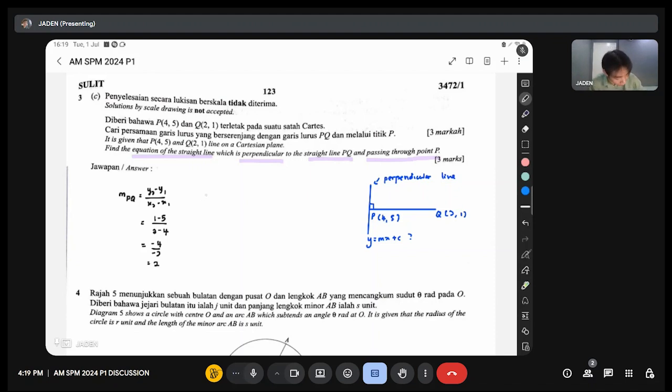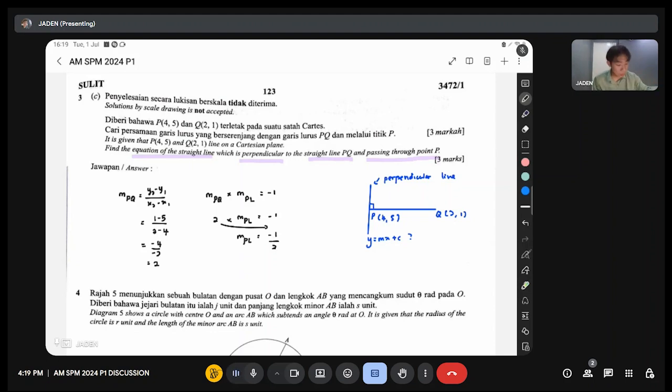Now, gradient of PQ multiplied with gradient of the perpendicular line equal to -1. This is another concept you learn in this subtopic, parallel and perpendicular line. So gradient of PQ is 2, gradient of the perpendicular line equal to -1. Gradient of perpendicular line is equal to -1. Bring the 2 to the right, you get divided by 2.